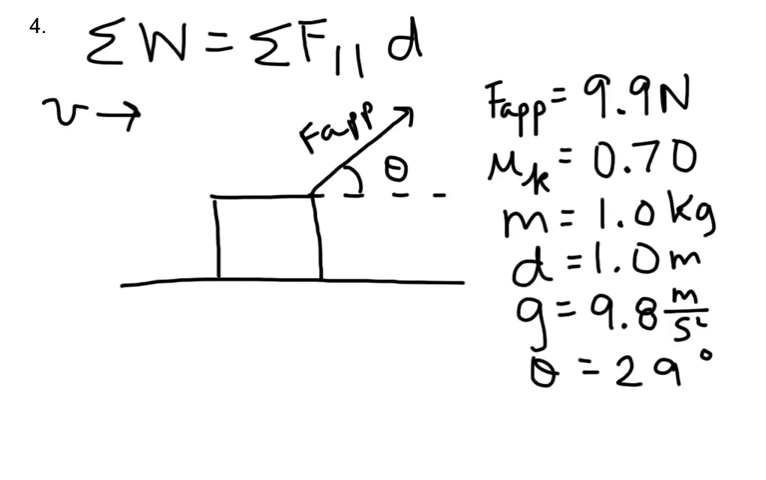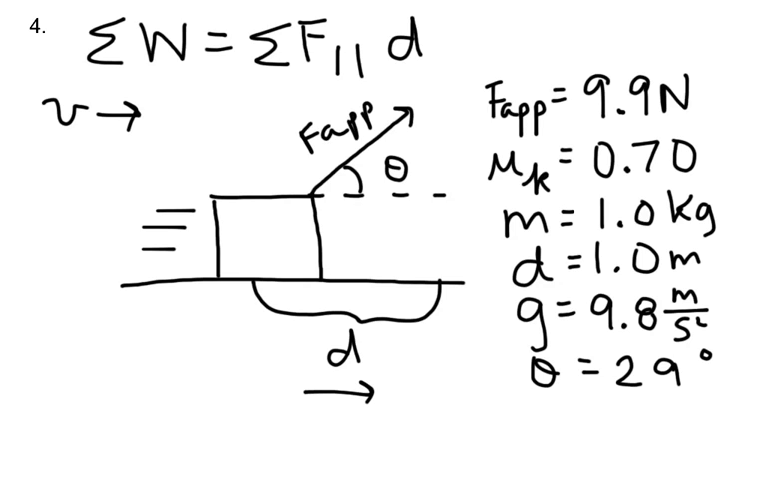So we have an object. It is moving to the right. It is going to move a displacement of 1 meter to the right. There is an applied force at an angle of 29 degrees above the horizontal of 9.9 newtons. There is a coefficient of kinetic friction between the block and the floor of 0.70. The block has a mass of 1 kilograms. And your object is to find the net work on this block or this crate.